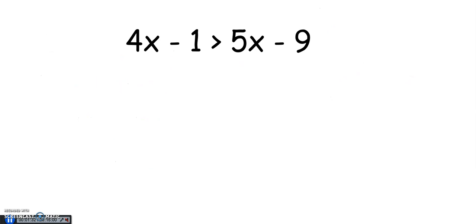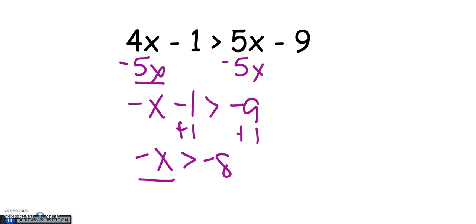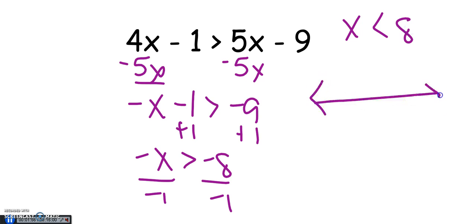If we solve this one, we're going to subtract the 5x because we want the variable to end up on the left. So we have negative x minus 1 greater than negative 9. Add on your 1. So negative x is greater than negative 8. And then to finish that, we have to divide by a negative 1. So that means we're going to flip that inequality around from a greater than to a less than, and x would be less than 8.